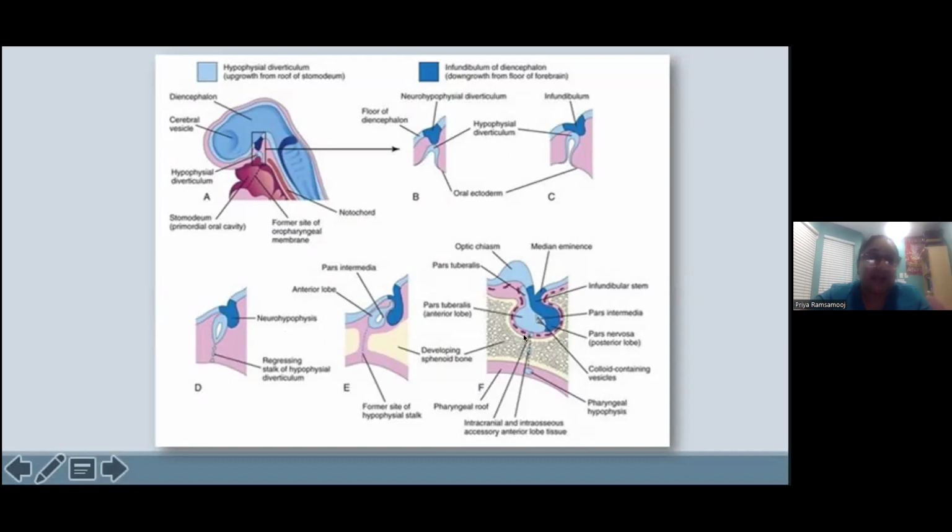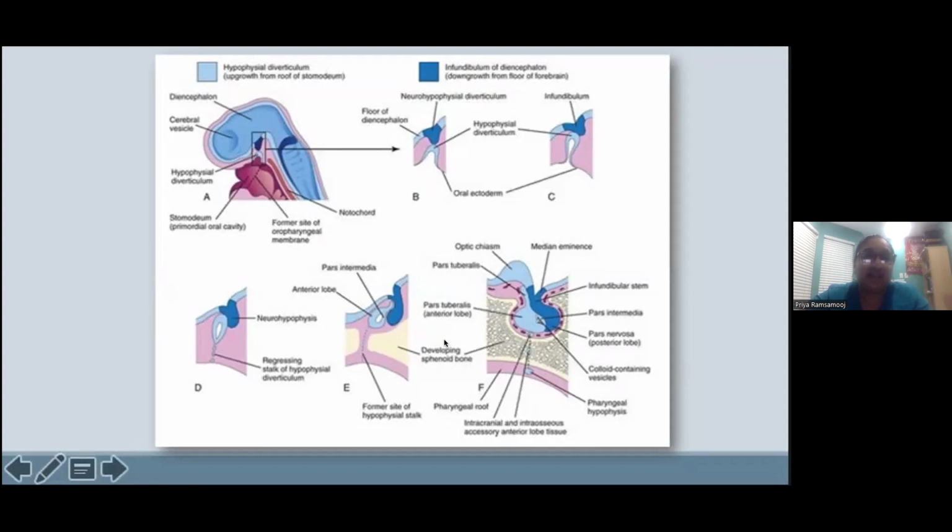By that point, it comes in contact with the infundibulum, and that infundibulum is derived from your neurohypophyseal diverticulum. Remember, we would have said there's the double origin. So that part is from your ventral downgrowth of your diencephalon. And then during the 6th week, the connection of the diverticulum with the oral cavity, which is seen in E and F, degenerates. That connection degenerates.